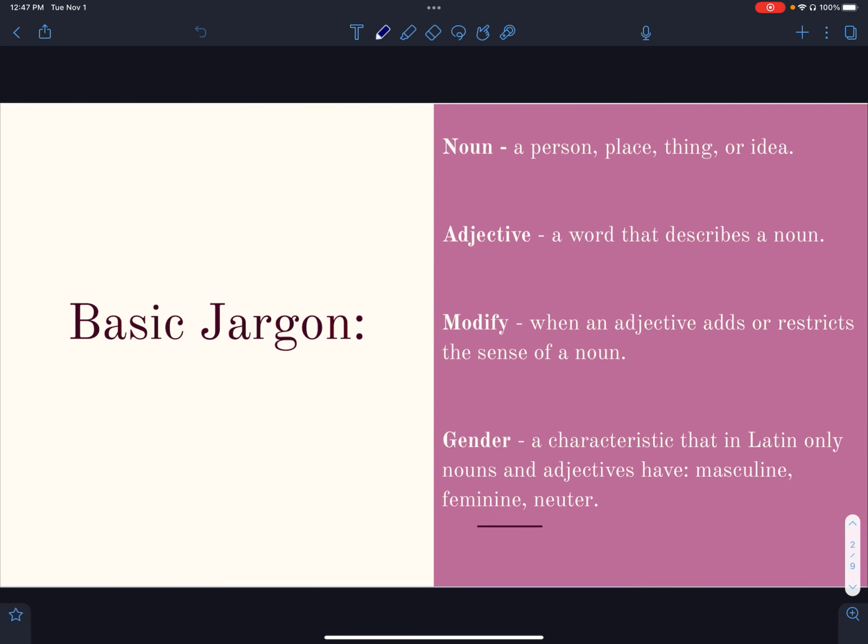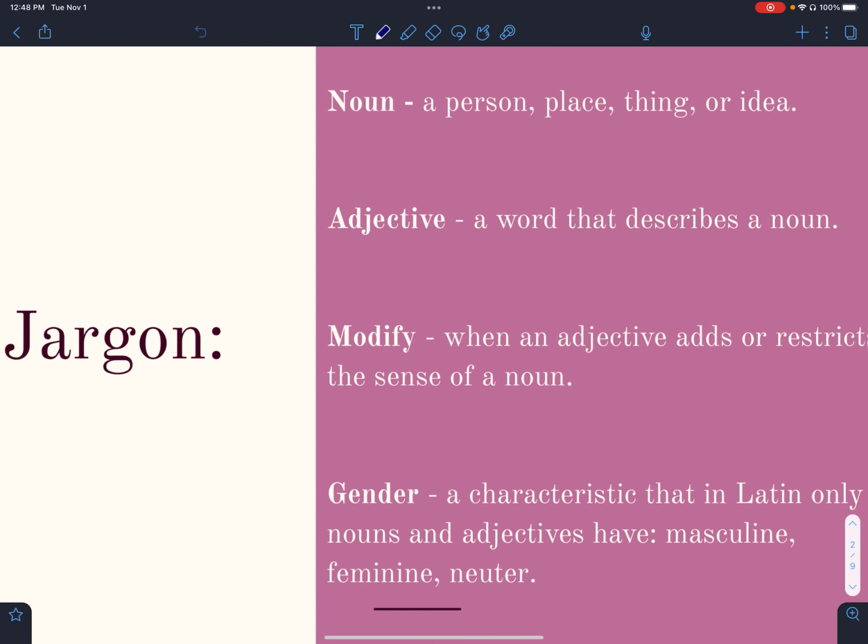So, some basic jargon, basic words that you should be aware of. There are 4 of them: noun, adjective, modify, and gender. Please write these definitions down in your books so that you have them. We're going to be using these words frequently and interchangeably. You need to know these definitions. And if you need, I can zoom in a little bit.